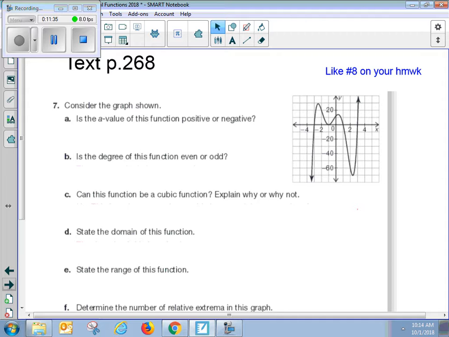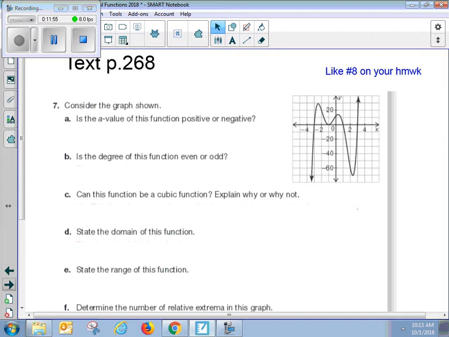These have arrows, not endpoints. You've not had one of these with arrows before, so we'll talk about that in a sec. But these mean they continuously go up and down forever and ever and ever. Where does it stop? I don't know, because it's going to the sky and it's going way, way, way down there.